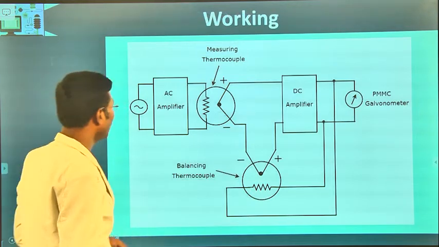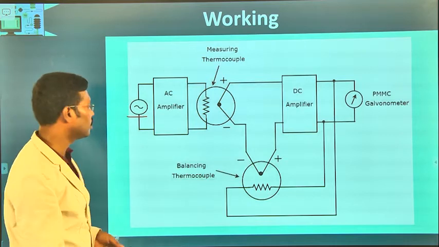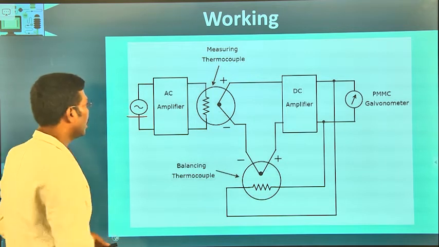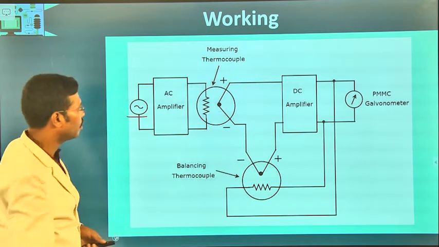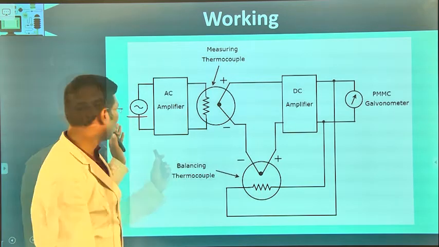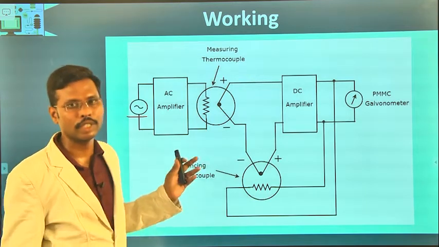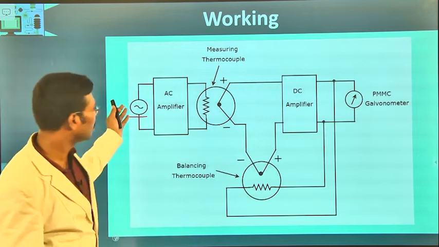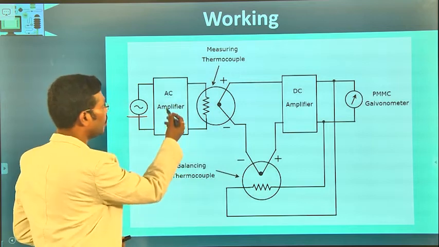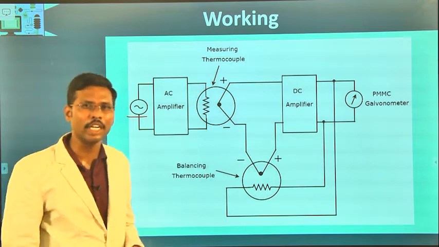In this we have the input voltage source, through which we give the meter the input signal that has to be measured, and this input signal is amplified using an AC amplifier. The input signal is amplified because the magnitude of the signal can be very small, so for efficient measurement we amplify it. The output of this amplifier is connected to a resistor.